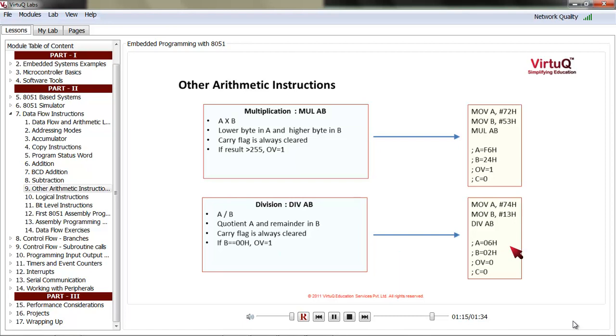In the example here, we are moving 74H into A and 13H into B, and when we divide, since it's not division by 0, there's no overflow flag, and C is also cleared like in the multiplication operation, and the results are there in A and B registers.